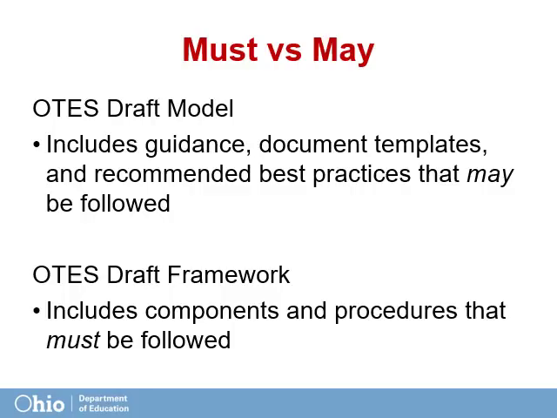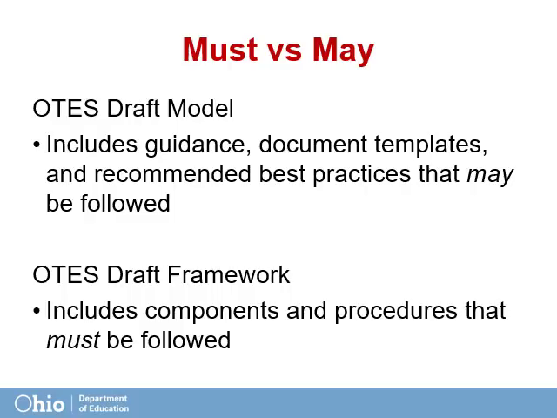Let me take a few moments to talk about the draft framework and the draft model. The draft model is a larger document that is multiple pages long. The model contains guidance, document templates, and recommended best practices that may be followed in the OTES process. For example, the model discusses the value of holding a pre-conference before each formal observation. This is recommended practice, therefore, not required practice, because it's in the model.